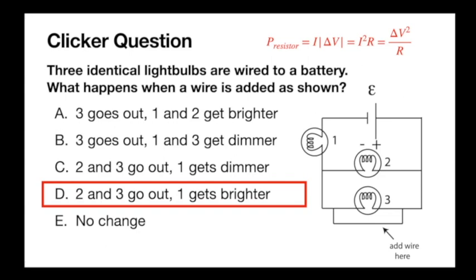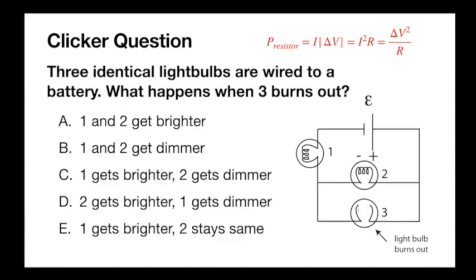Oh, sorry. Okay, now the next one is more difficult, I promise. So I'll give you maybe 2 or 3 full minutes with this one. And I would definitely recommend using equations. But now, light bulb 3 burns out. So the short's gone, but light bulb 3 burns out. In other words, we just cut the wire. No current can flow through this branch. What is going to happen to the other 2 bulbs?